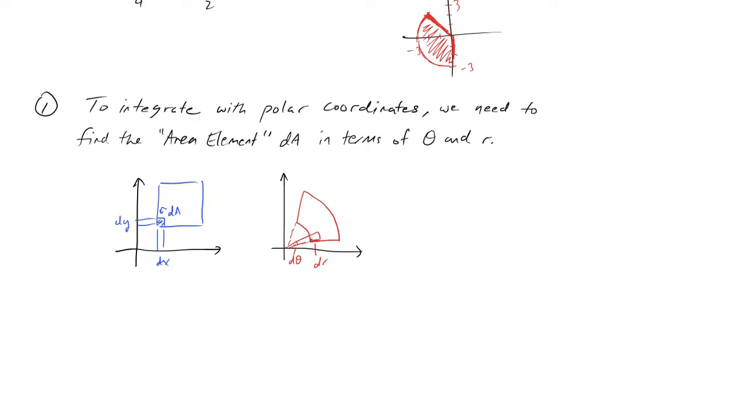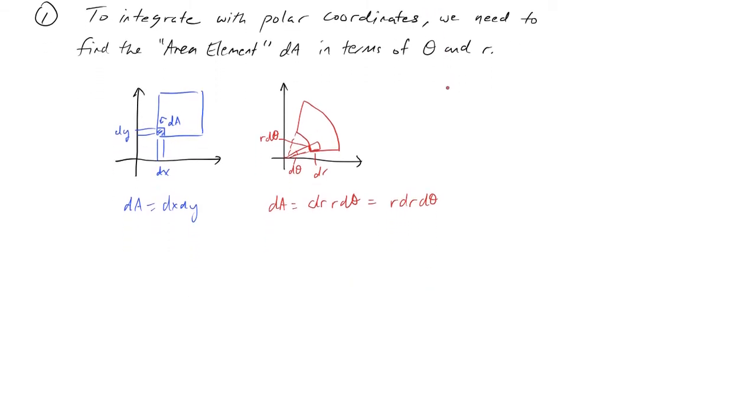And the length of an arc is the angle times the radius. So this side, right here, is r d theta. So if dA equals dx dy in Cartesian coordinates, dA equals dr times r d theta, or put slightly differently, r dr d theta.